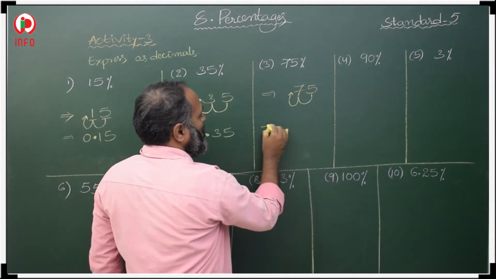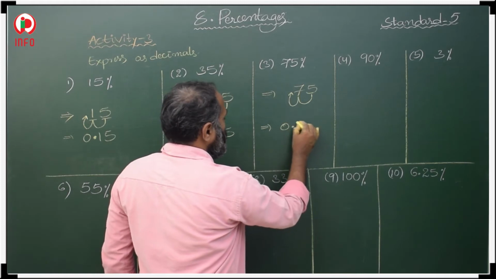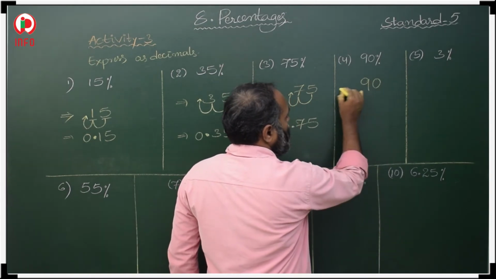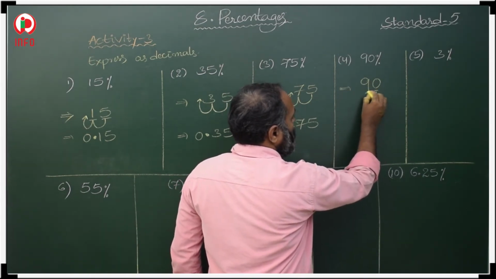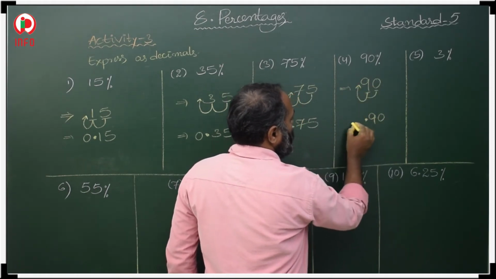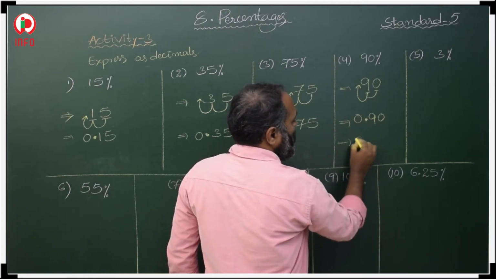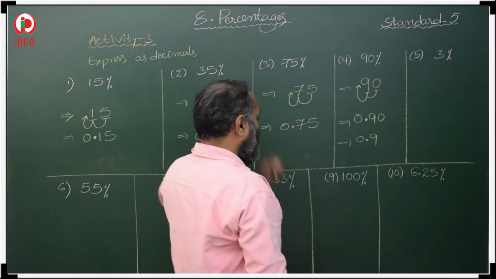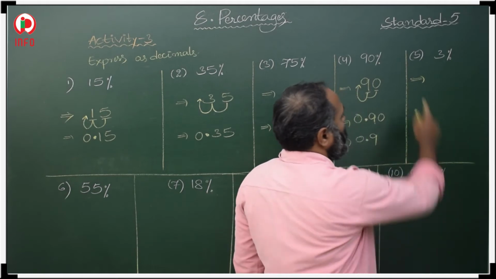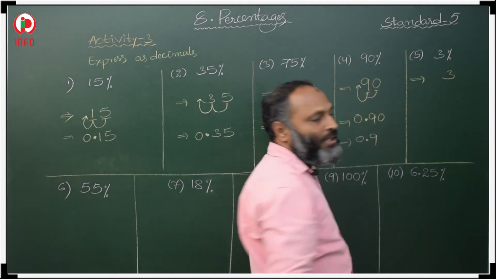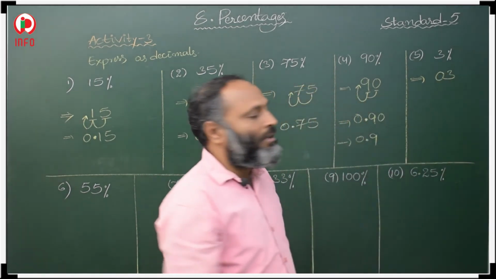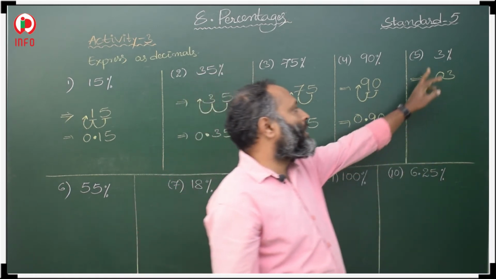And here also 75: this is the first place, second place. After the second place we have to keep a decimal, that is 0.75. Then 90: this is the first place, second place. After the second place we keep the decimal, 0.90, or otherwise we can take 0.9 also. Then 3: only one digit we have, so we need 2 digits. We have to take it like 03. So 03 and 3 are the same.